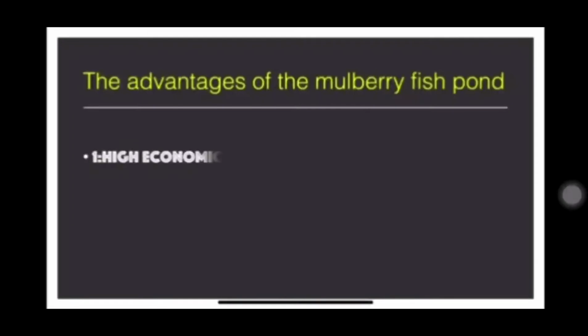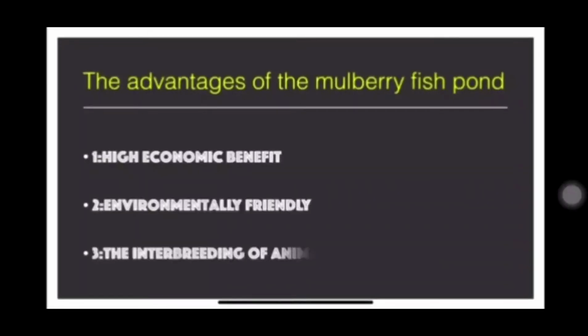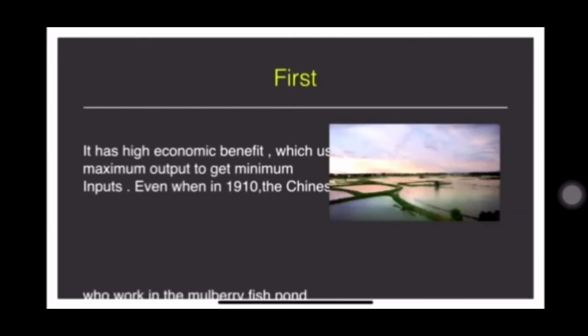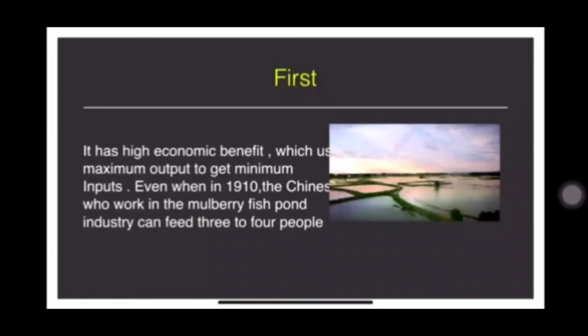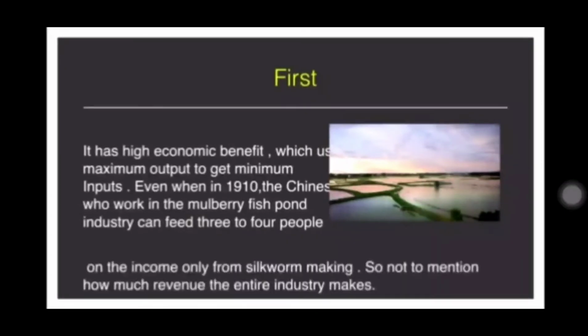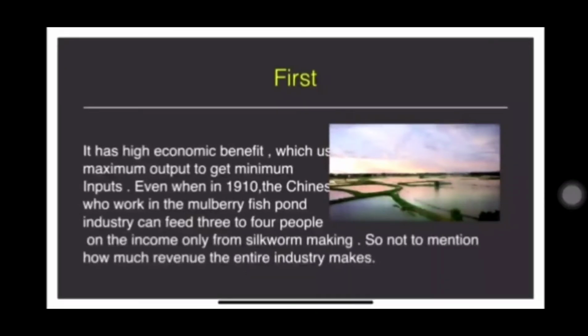The mulberry fish pond has several advantages. First, it has high economic benefit. Second, it is environmentally friendly. And third is the interbreeding of animals and plants. So firstly, it has high economic benefit, which uses maximum output to get minimum inputs.